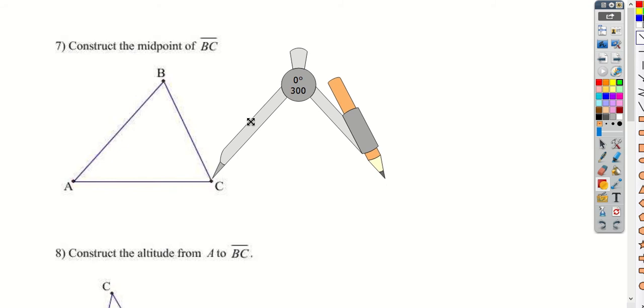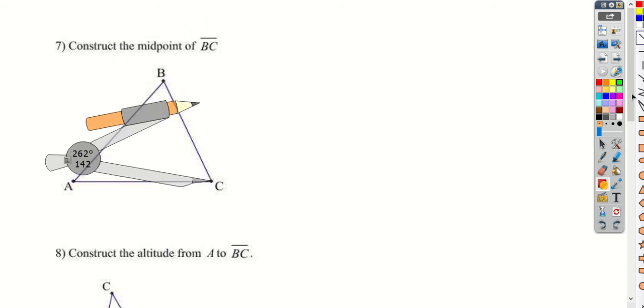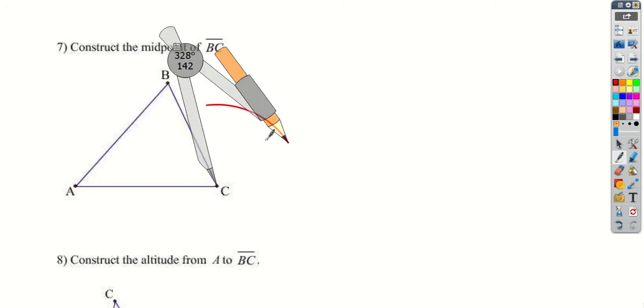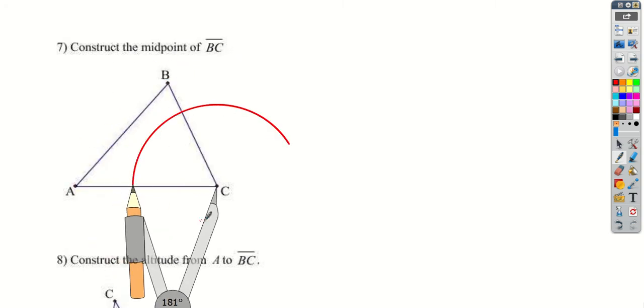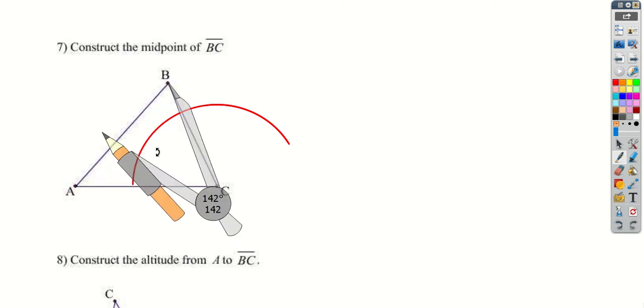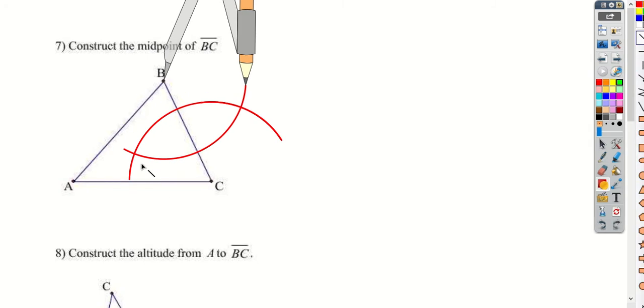All right, sharp point on C. Open up the compass so it's more than half, and we're going to make our football. So more than half. Arc above and below the middle. And then where the circles cross, we connect it with a line.